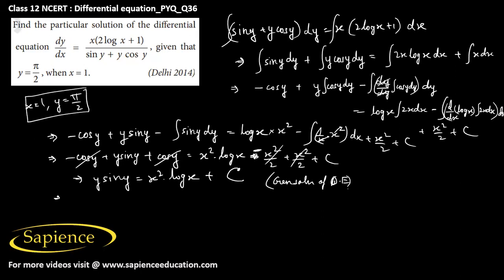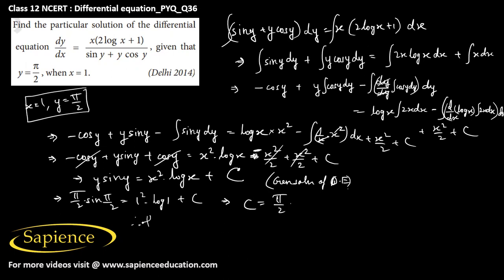So therefore, we can say that pi by 2 into sin pi by 2 is equal to 1 square into log 1 plus c. So log 1 is 0, and sin pi by 2 is 1. So c is equal to pi by 2.